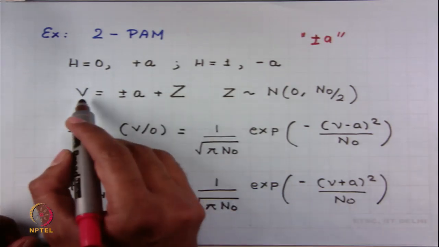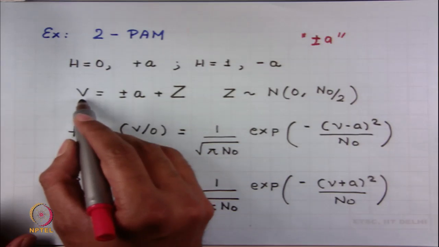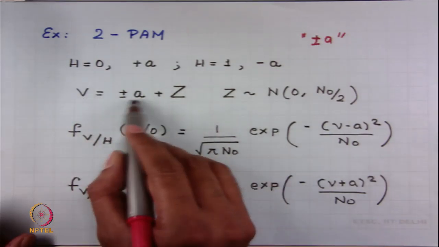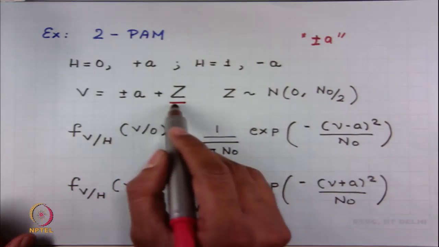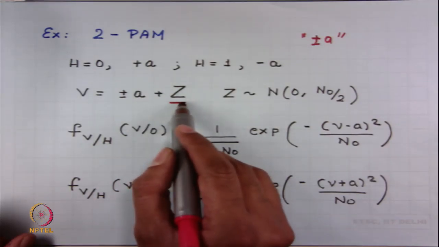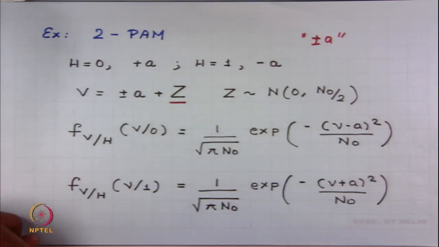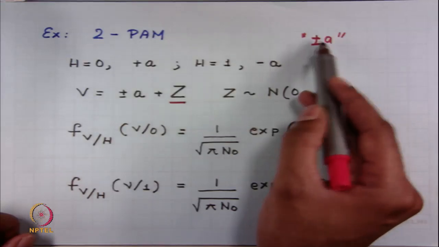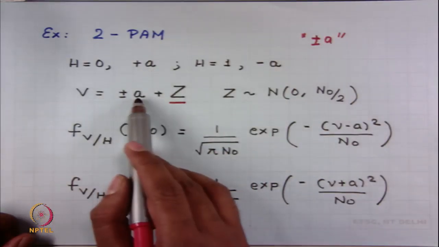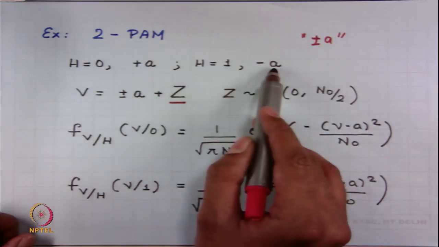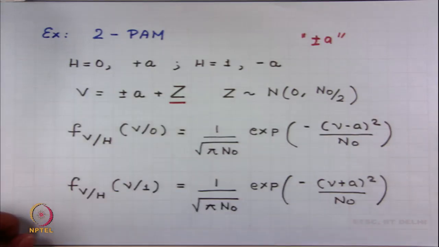After the demodulator, we are going to receive a random variable V, which is plus or minus A plus noise. Z denotes a Gaussian random variable with mean 0 and variance of N naught by 2. So, if you transmit a symbol plus A, this random variable will be plus A plus Z, and if you transmit a symbol minus A, this random variable will be minus A plus Z.